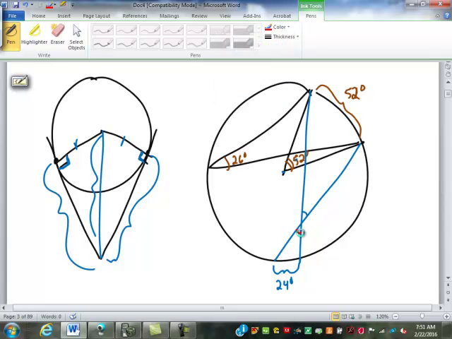This angle in here is going to be the average of the two arcs. 52 plus 24 divided by 2. So that's what, 76. Comes out to be 38 degrees.